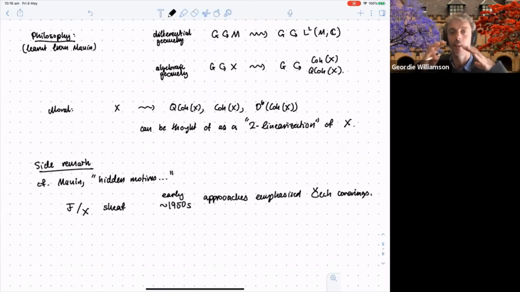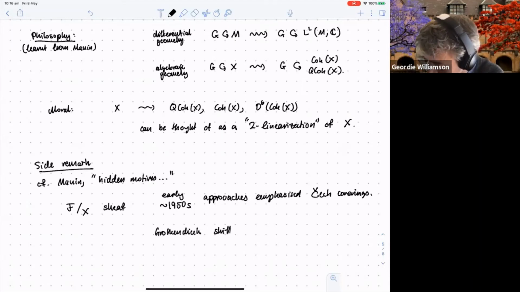Okay, so the idea now is that we have our space, and then we break up our space into pieces which are cohomologically simple, and then we use some big complex to measure how these pieces are put together. That's the principle of Čech cohomology. But then Grothendieck shifted emphasis to injective resolutions.